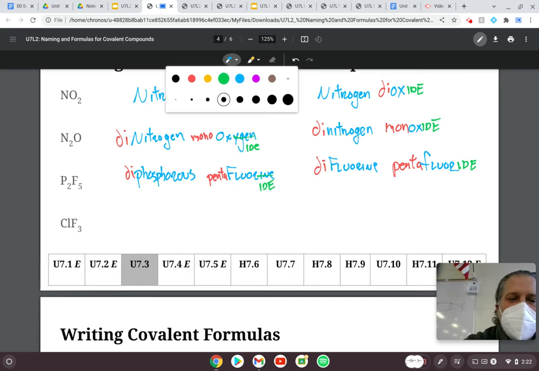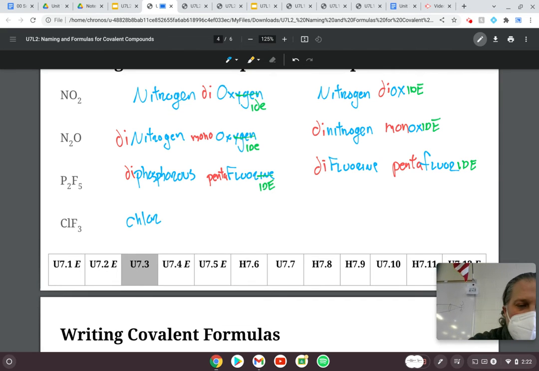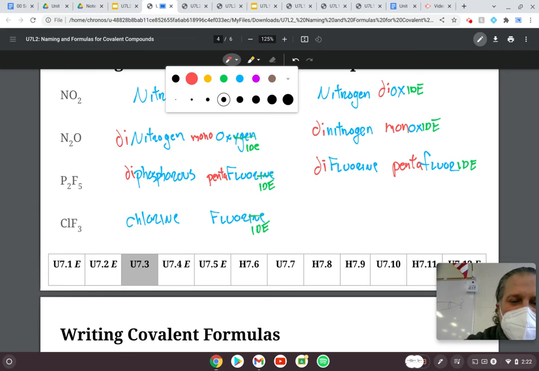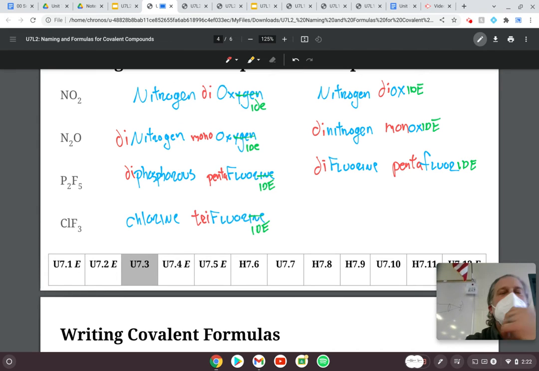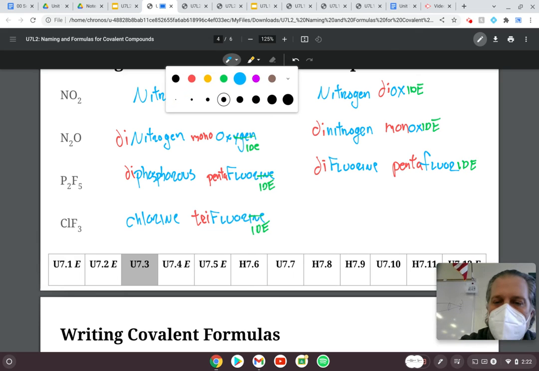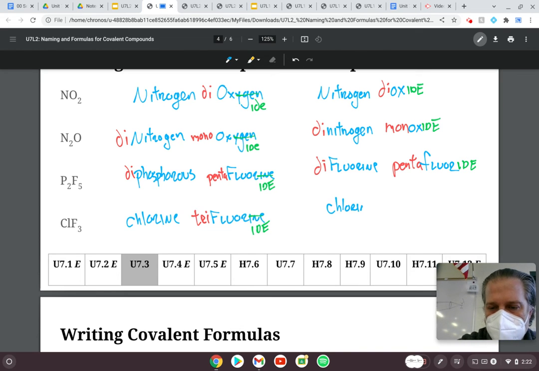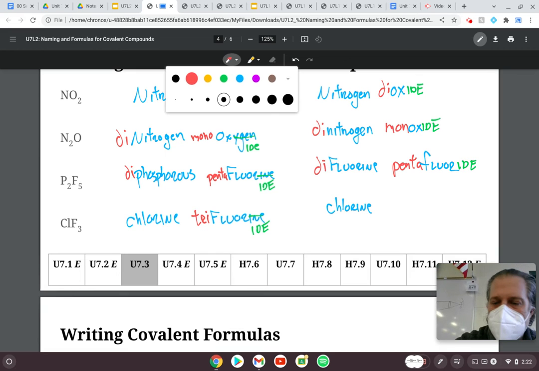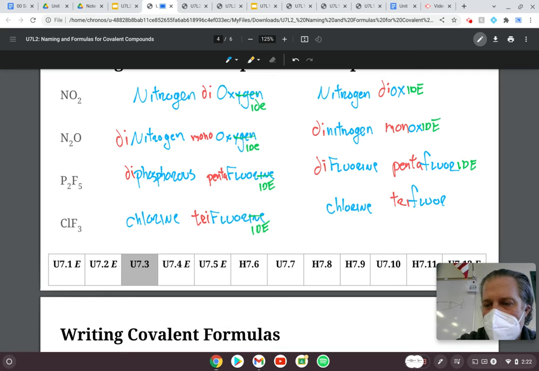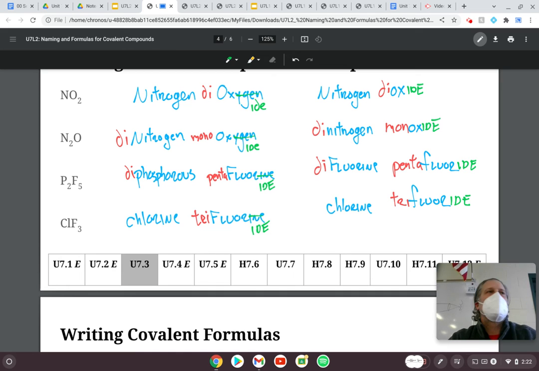So in the case of the first one, we have chlorine. We have fluorine. I'm going to change the INE to IDE. I have one chlorine, so I don't need to do anything with that, but I've got three fluorines, so that's going to become tri. So when I clean this up, it's going to become chlorine trifluoride. Not too bad.